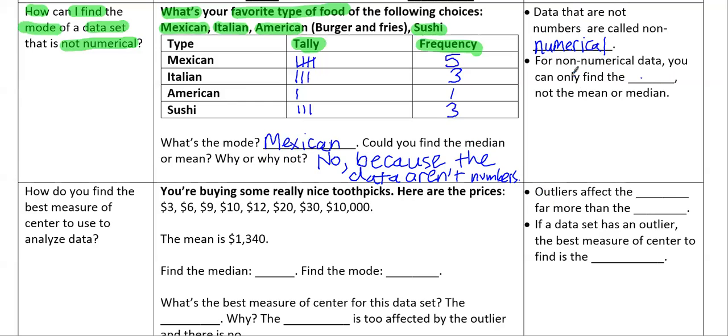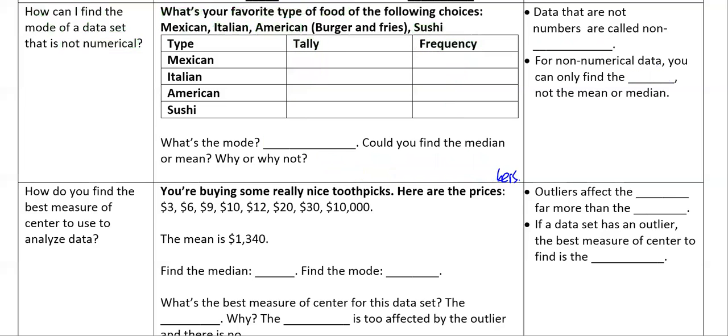For non-numerical data, you can only find what's the only measure of center, mean, median, or mode, we were able to find? We can only find the mode. It's the only one. You cannot find the mean or the median. So you could do that same thing with shirt color. Like what shirt color is most common in our class? What's the mode for shirt color? You couldn't find the mean or the median though, because it's non-numerical data.